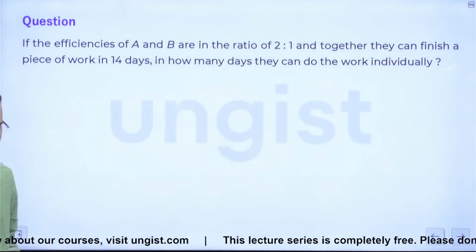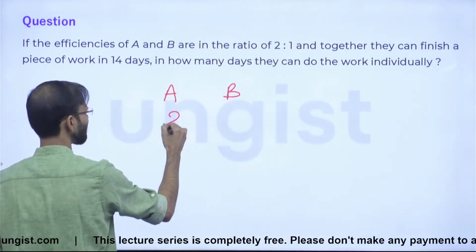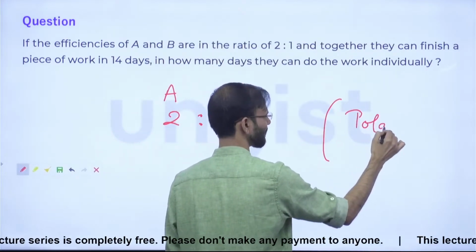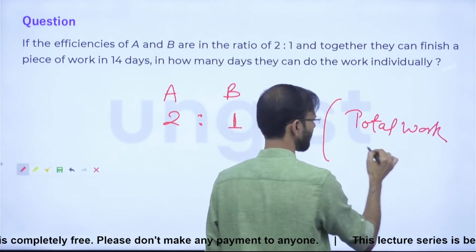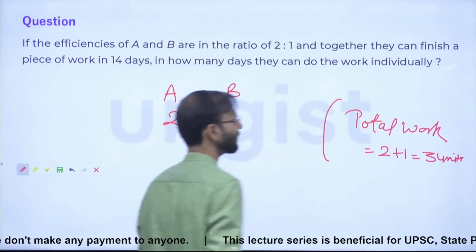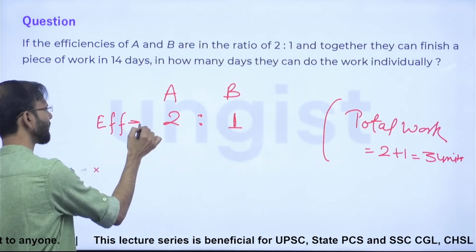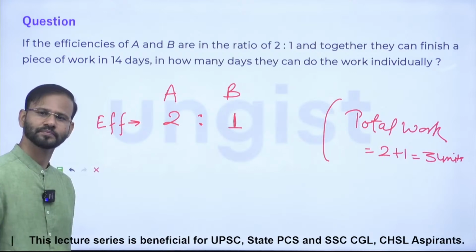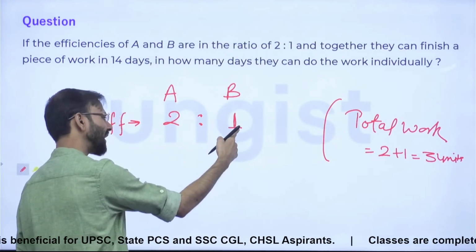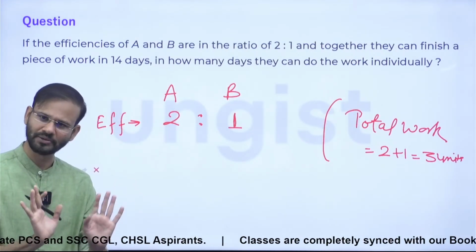देखिए, what I'm doing is, I'm just assuming the total work as 2 plus 1 is 3 units. Fine. Question is saying A and B both have worked on this project for 14 days and the work was finished. Right? So in those 14 days, B must have done 1 unit and A must have done 2 units and total 3 units was finished. Hoga ki nahi hoga? Right?